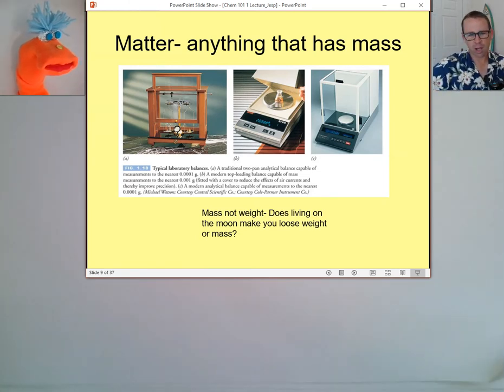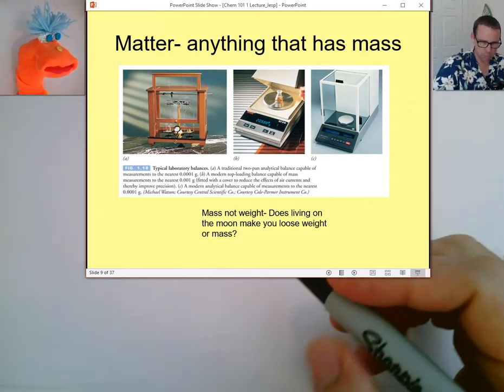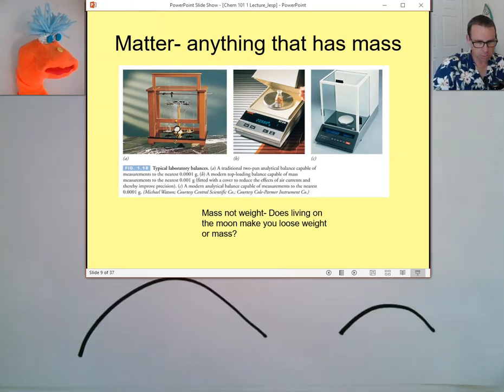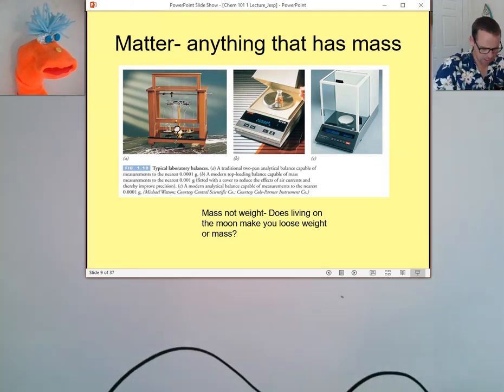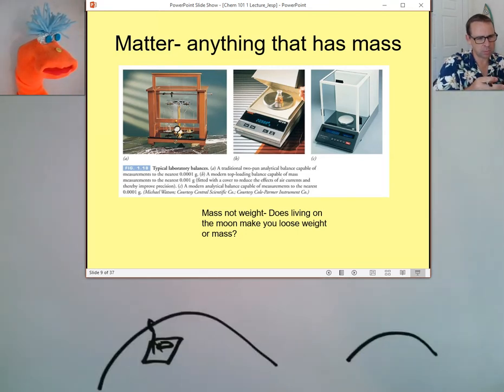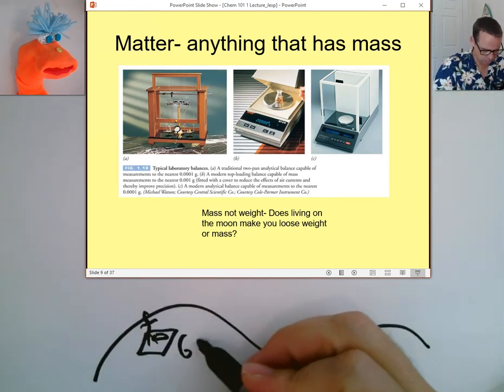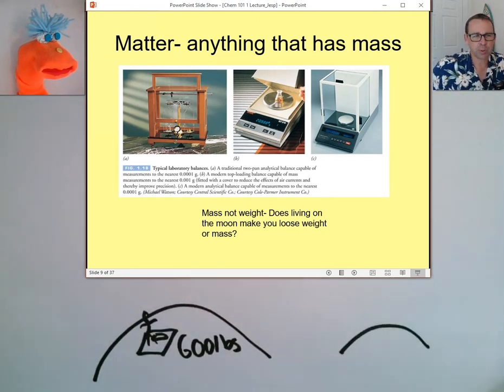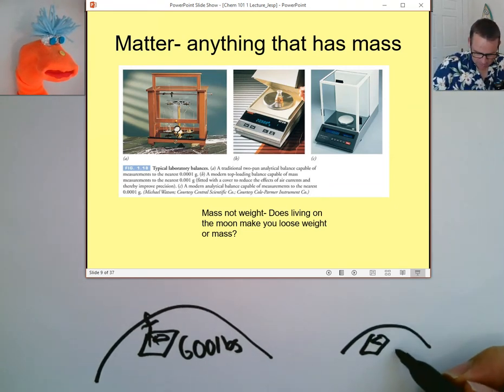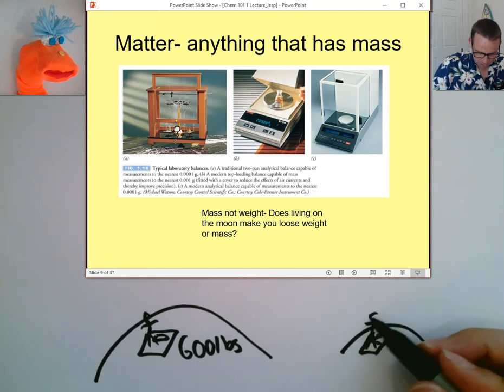For example, if I'm on the moon, right? If I'm on the moon, well, let's start off on Earth. Here's Earth, and here's the moon. If I'm on the Earth and I'm on a scale, let's say here's my scale, and if I stand on that scale, there I am standing on that scale, okay? And let's say it says I weigh 600 pounds, right? If you take that same scale to the moon and stand on it, do you know how much it'll say you weigh?